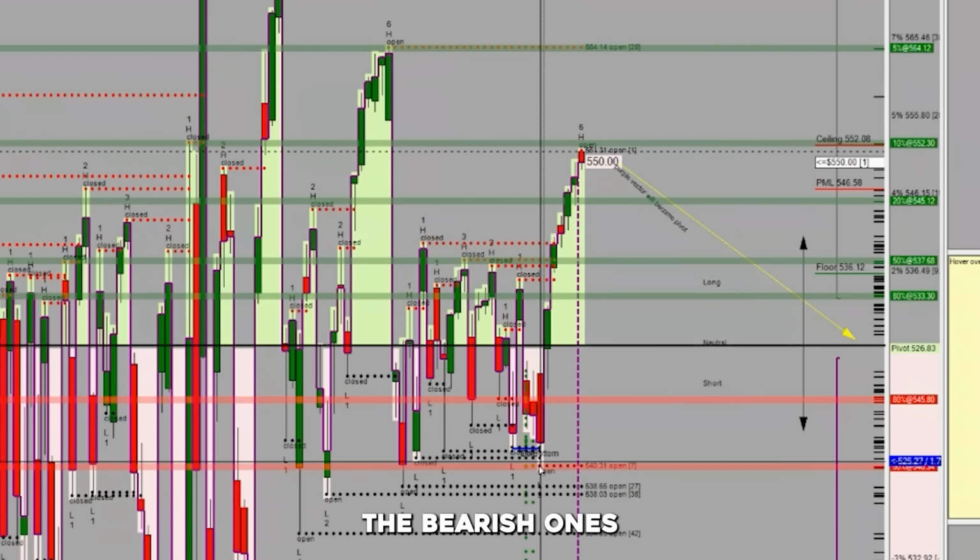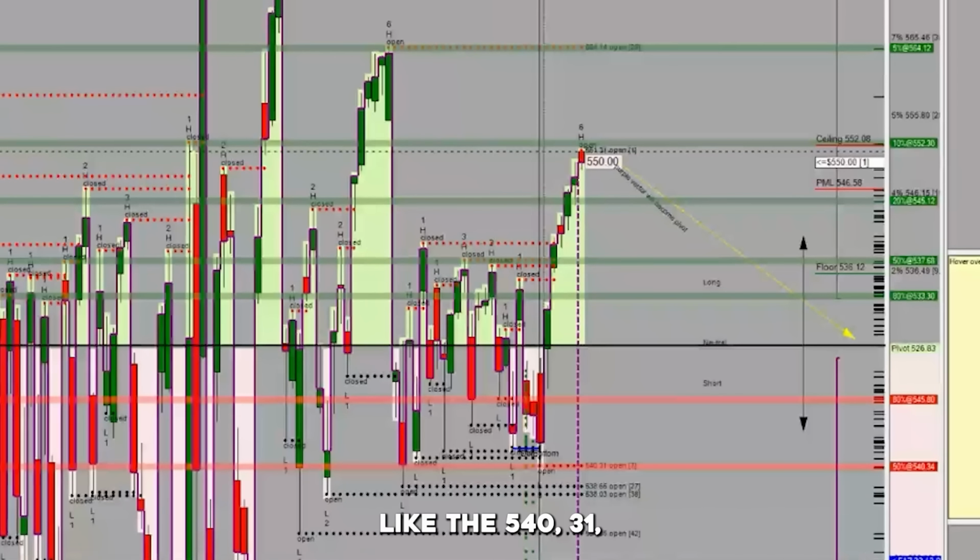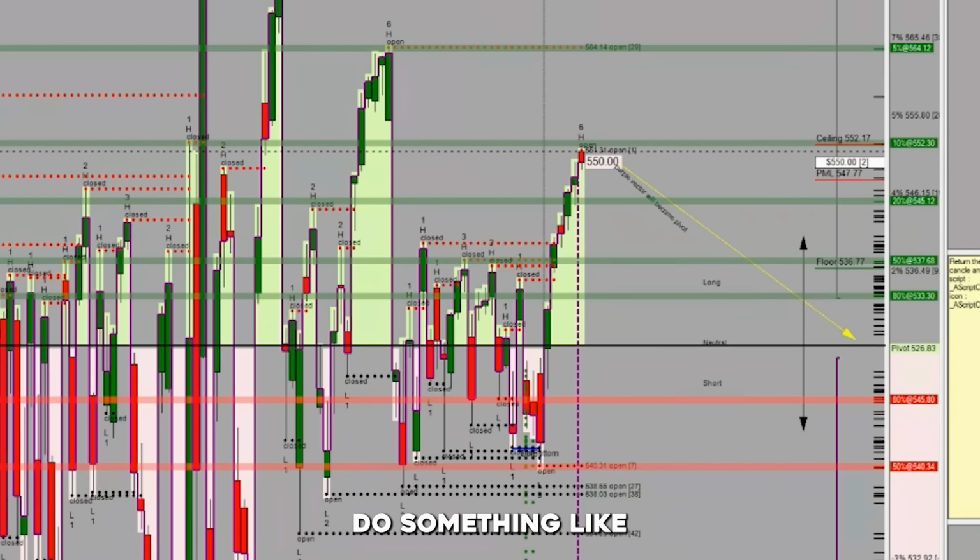I was talking about the bearish ones under the pivot, like the 540.31. They're all open targets. Do those targets continue as the price keeps moving? Are those targets only for a certain time period, or are they just there forever until the price hits it? Yeah, they're going to be there forever. Eventually price has to close these. It has to. There is no condition. It will close those open states.